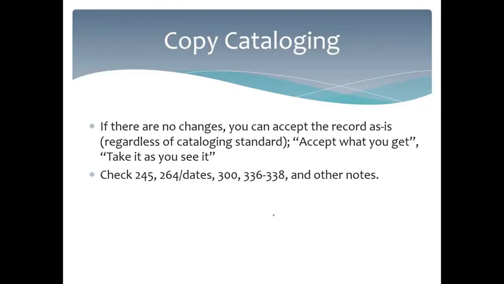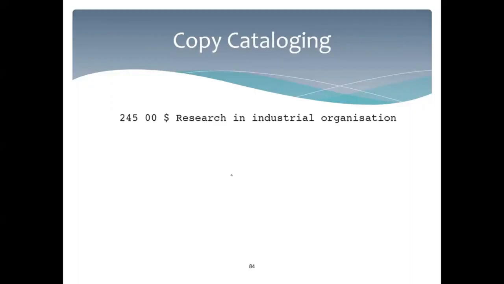What you should take a look for is the 245, the 264 with those dates. The 300 field, make sure your format is correct between the 336, 337, 338. And then if there's any notes on that record that give you more information that would tell you that yes, your thing fits here, or no, it doesn't, then those notes can be helpful in making that decision.